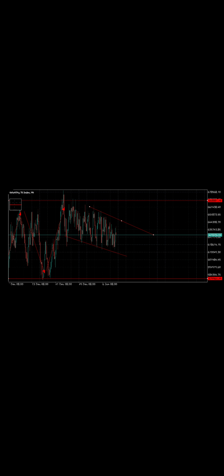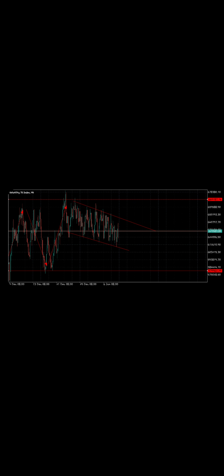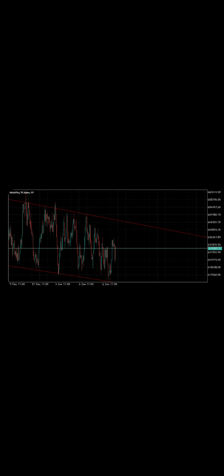So this is one of the good ways to know where the price might go, just mark your range in market. Let's go to 1 hour for a clear view. Just mark your range in market.